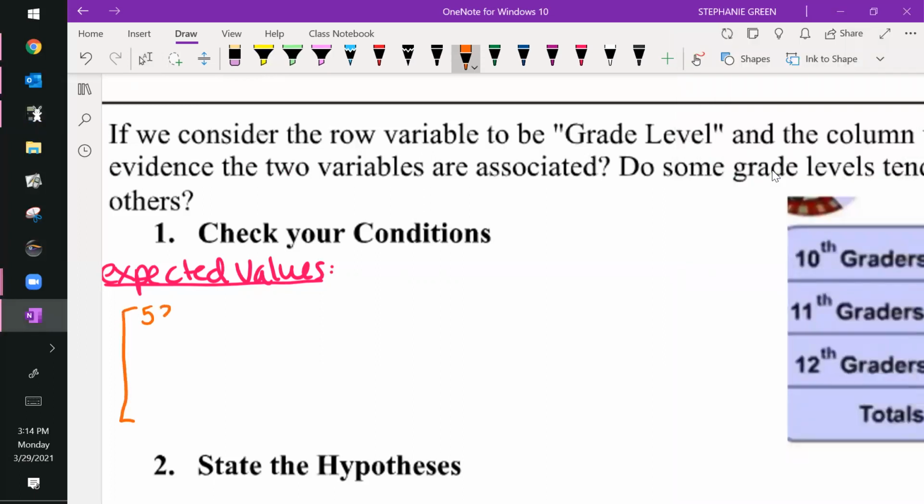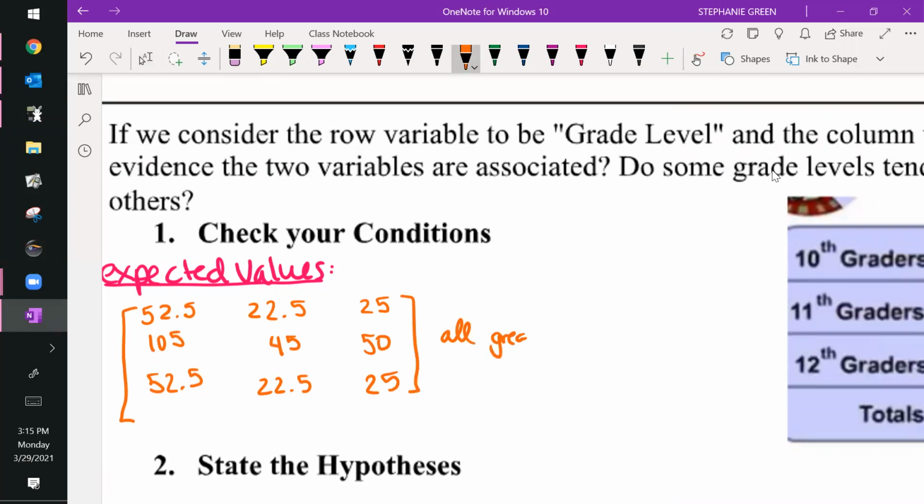My expected values were 52.5, 105, 52.5 here. This column was 22.5, 45, and 22.5. And you can see it's real important in these matrices to make sure your numbers are spaced well enough that they don't kind of blend into each other. But yes, I can see they're all greater than 5, or all at least 5. They can be equal to 5. They just need to be at least 5. So perfect. We've met our conditions. We can go ahead with our test.